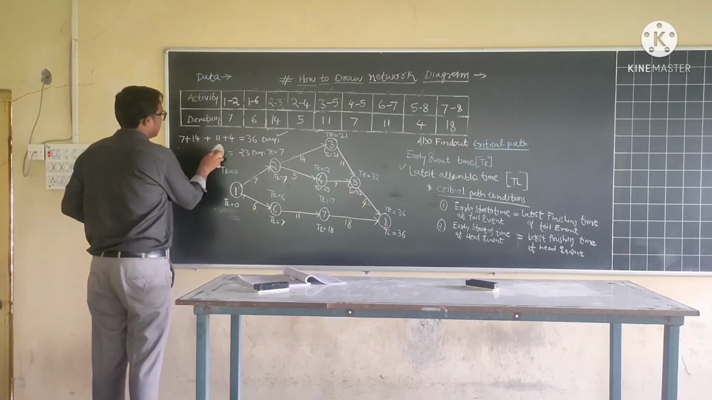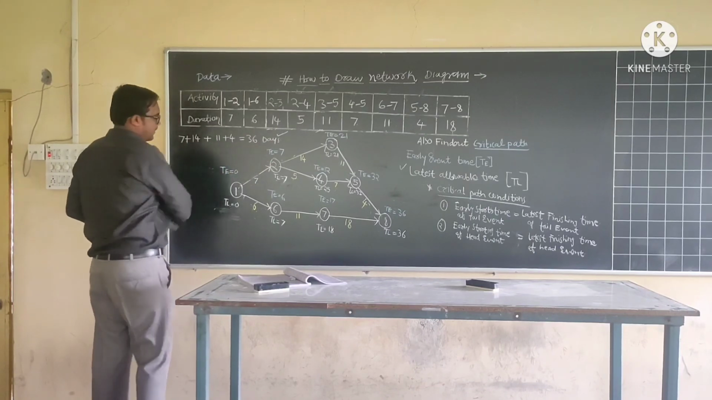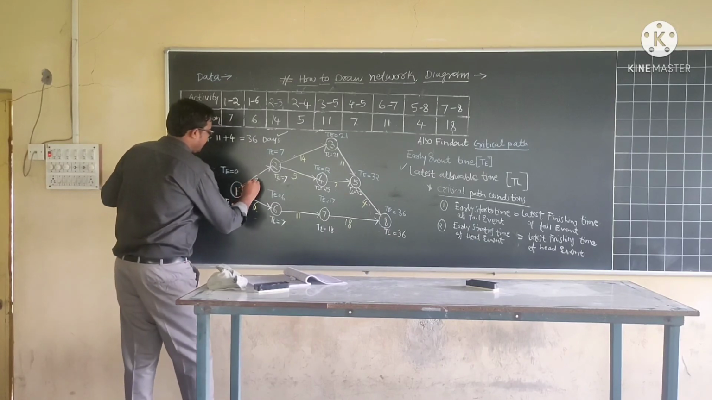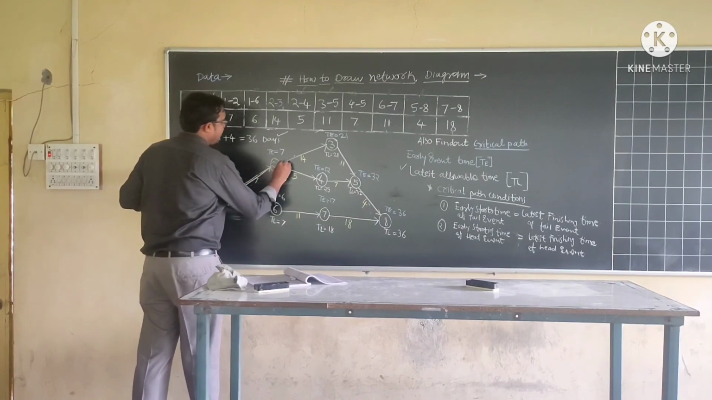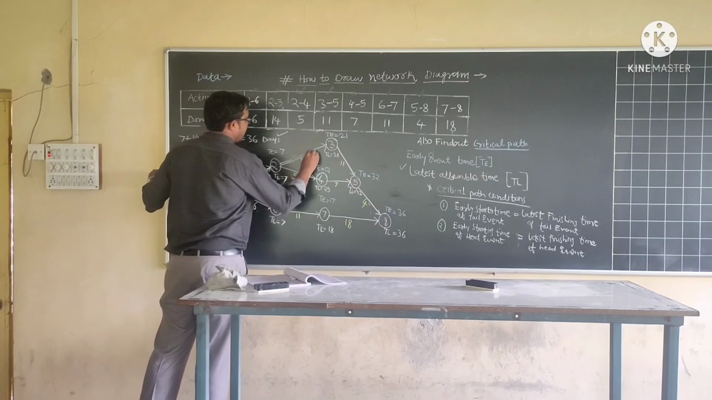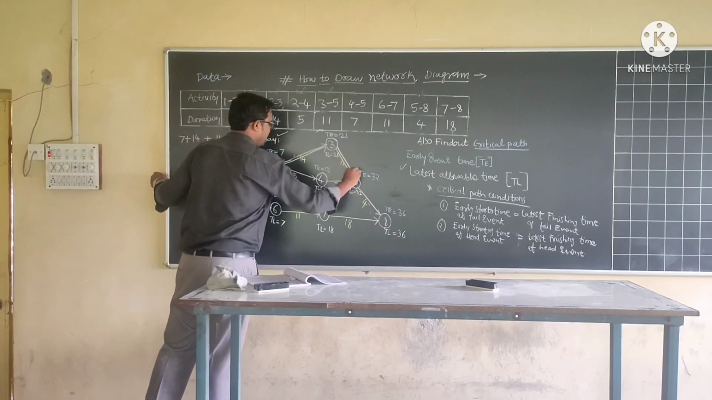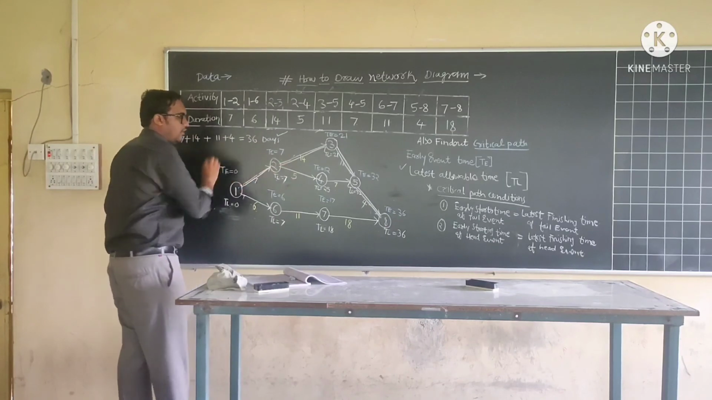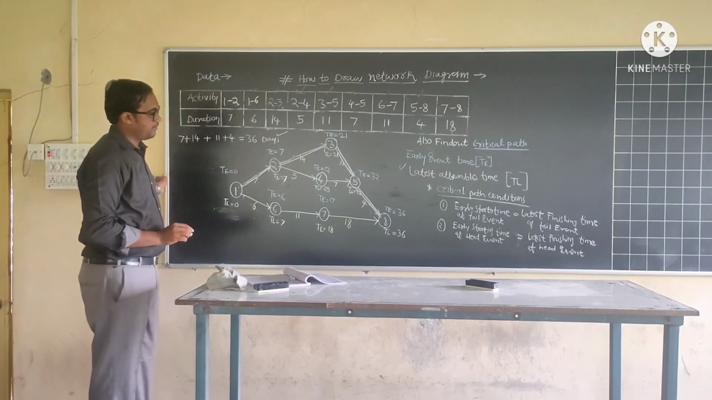So from all the paths, the first path has the maximum duration. Therefore, this path will be called the critical path. We will show the critical path by using a double line. So this is the critical path of this network diagram.